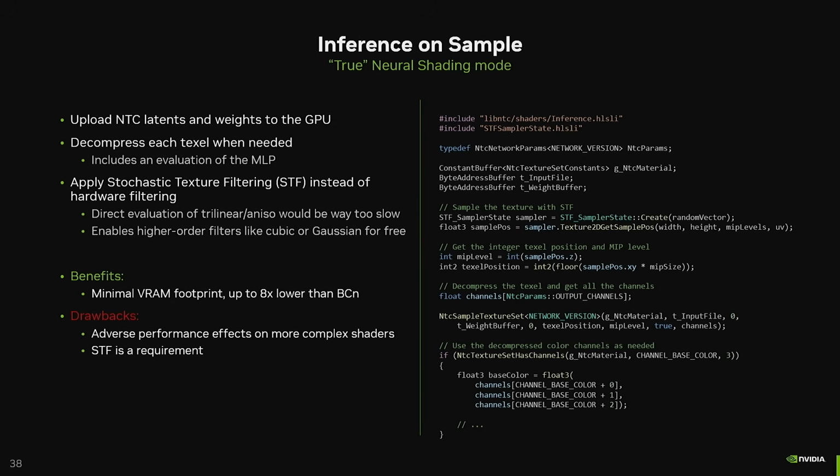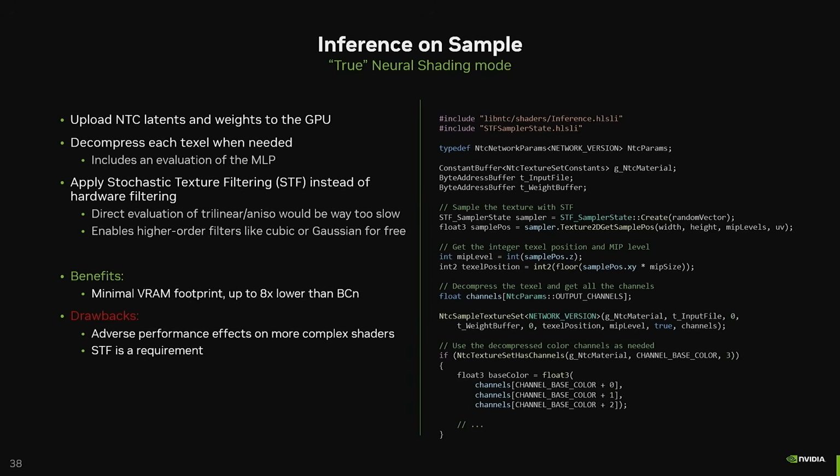Now, once we have trained the network, we can use it at runtime in a renderer. And there are, like I said, multiple modes. The first one, originally described in the paper, or true neural shading mode, is when we upload the feature grid or the latents onto the GPU and sample the feature grid and do the NTC evaluation for every texture sample that we need for the render. Instead of sampling the original textures, we take those features and do all that math with the MLP.